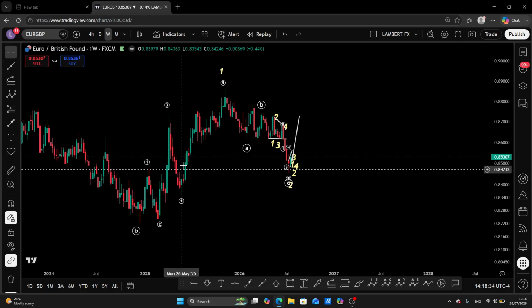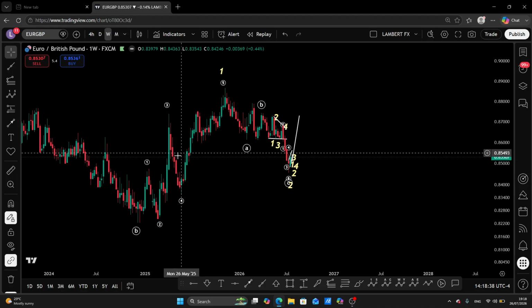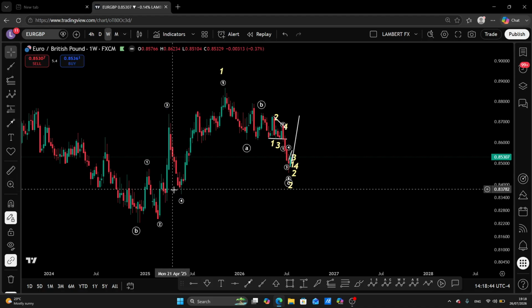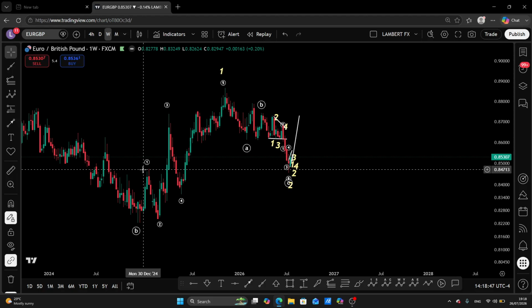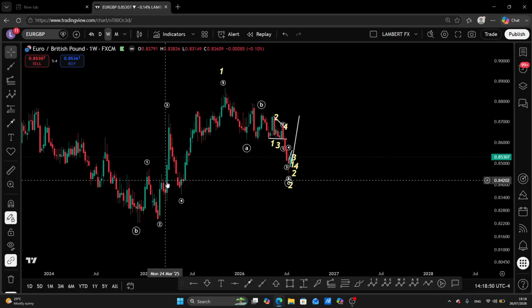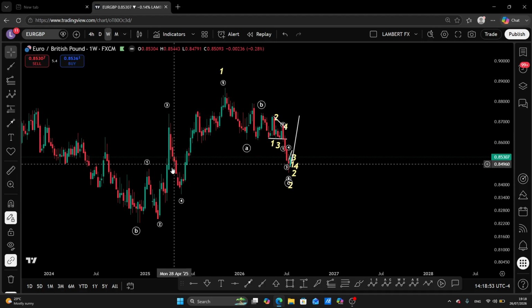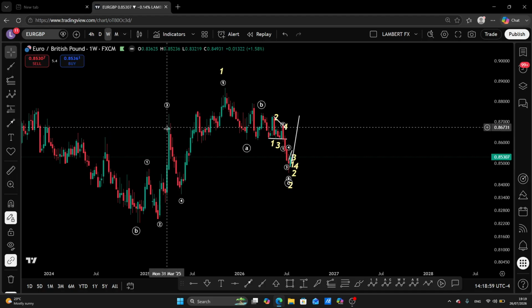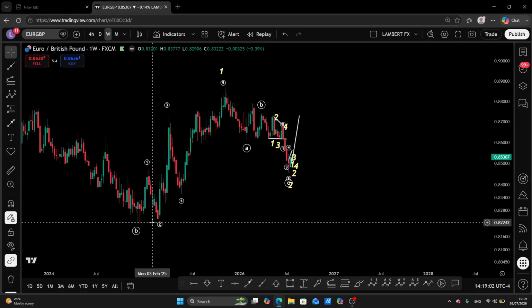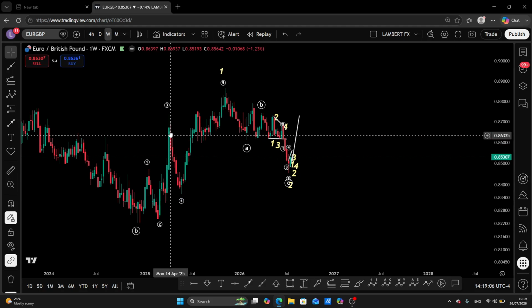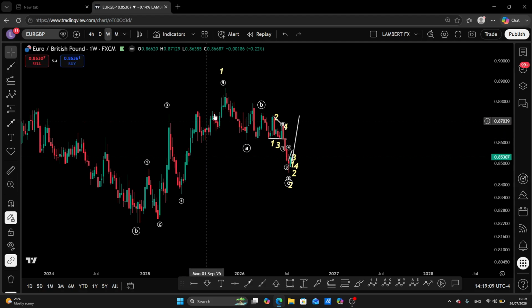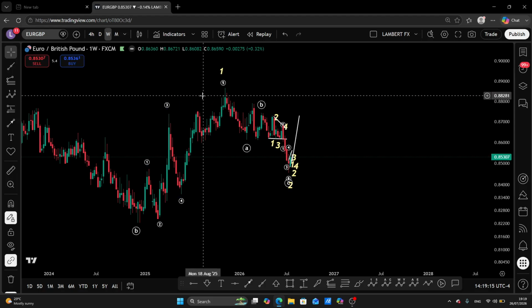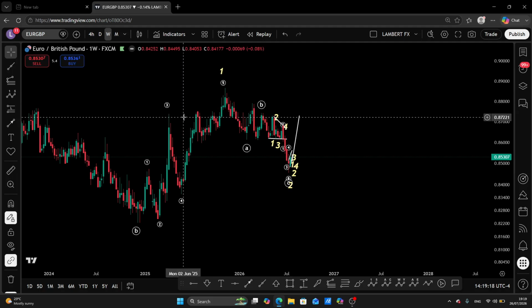Okay, what do you think this pattern is here? If you look at the 4, it usually gives it away. Can you see that the 4 came in inside the 1? So this is not an impulsive leg, but this is a diagonal. A diagonal because we traded inside 1, but we did not take out the 2. So the 4 did not take out the 2. The 3 was higher than 1, and then we had a final leg 5.